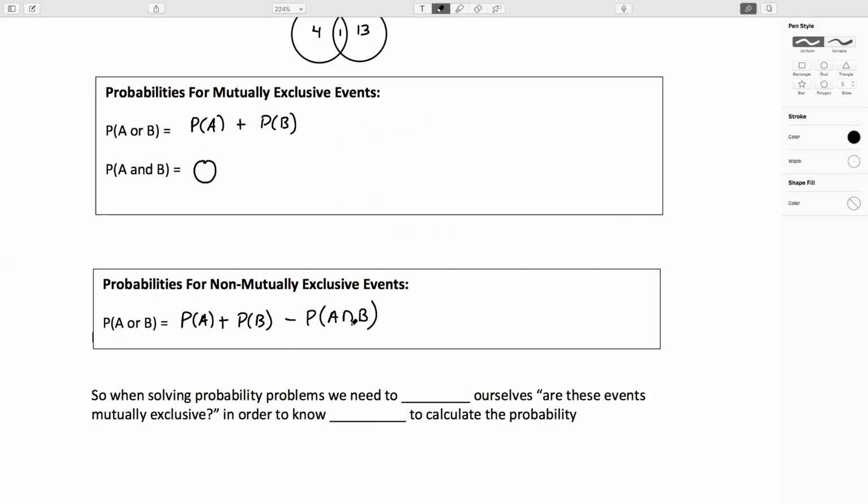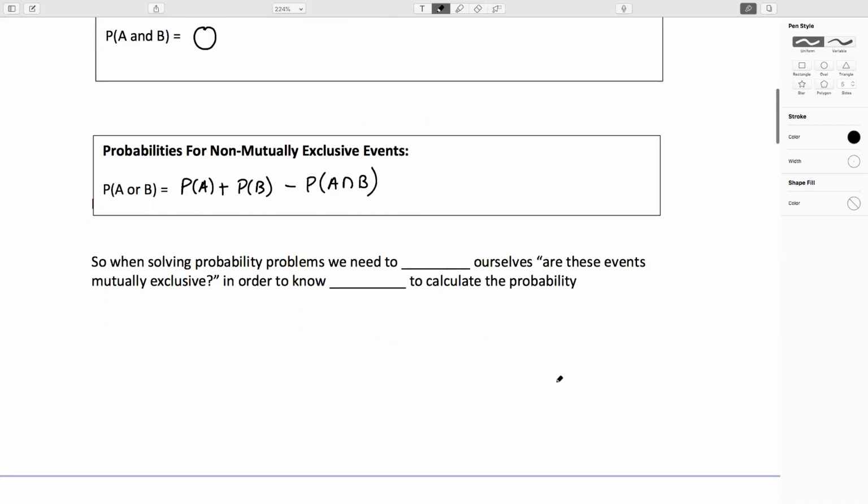Now, this formula technically is the same for both the non-mutually exclusive and mutually exclusive. The difference is that for mutually exclusive events the probability of both happening is 0, so this third term just disappears. It doesn't count. However, if they're non-mutually exclusive, this is actually a number and it has to be part of our formula. So really, there's only one equation, not two. So when solving probability problems, we need to ask ourselves, are these events mutually exclusive in order to know how to calculate the probability?